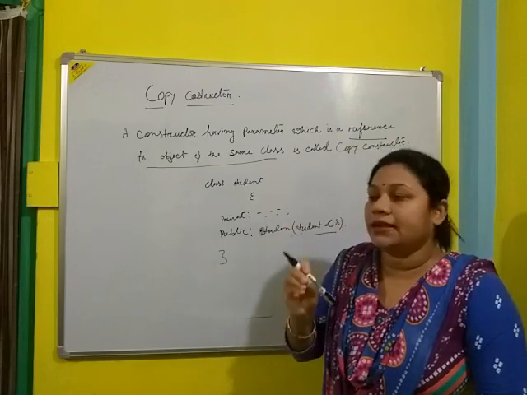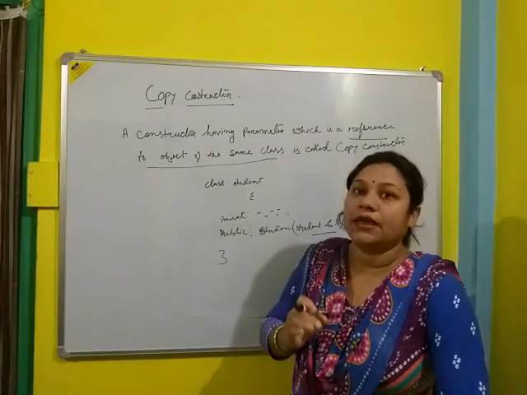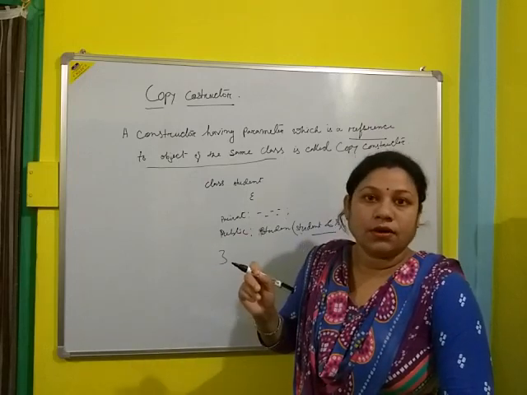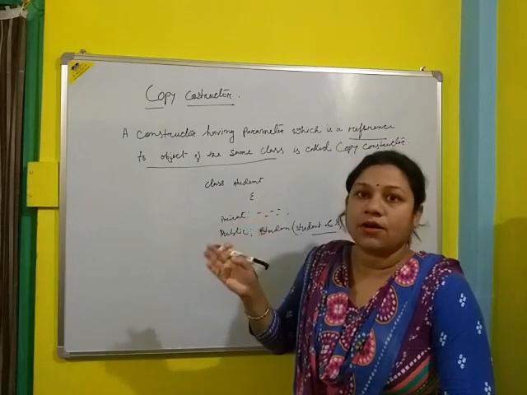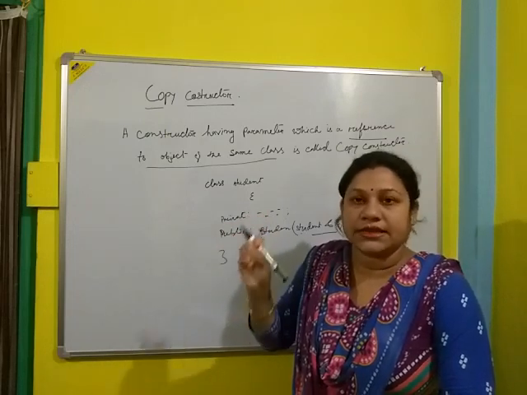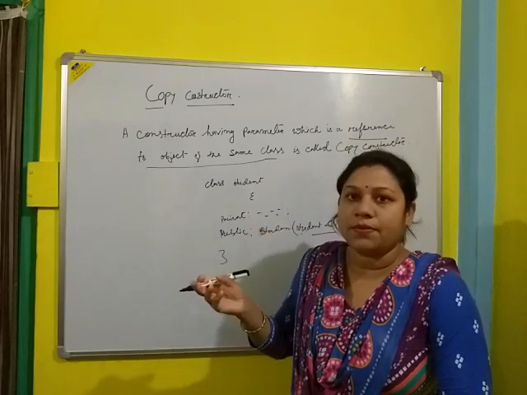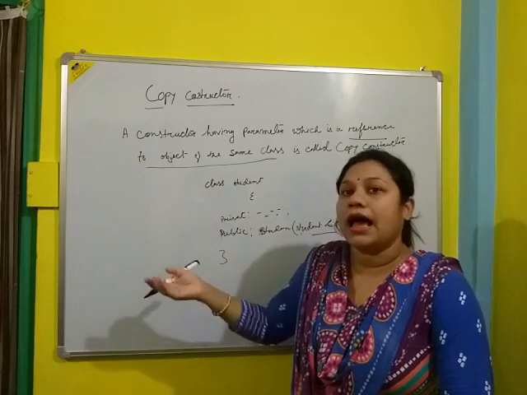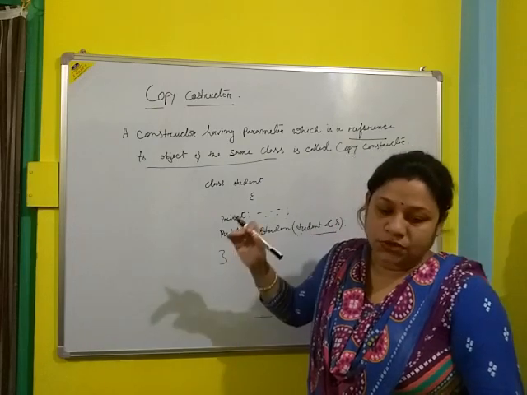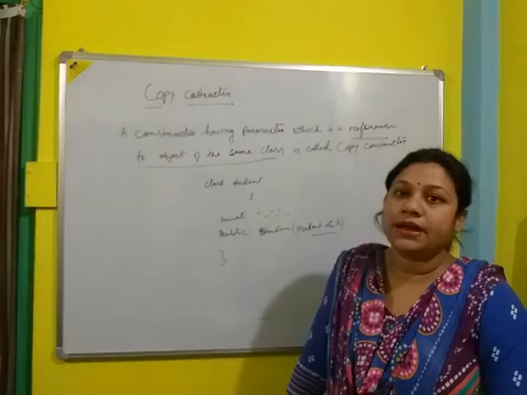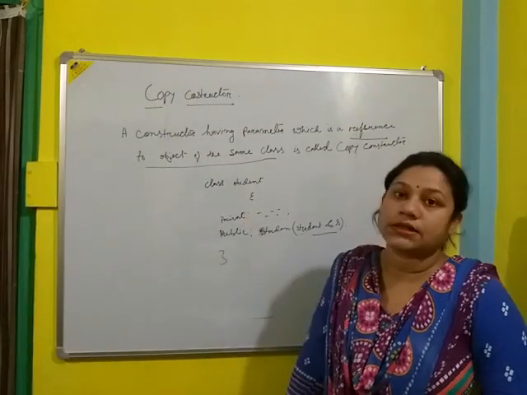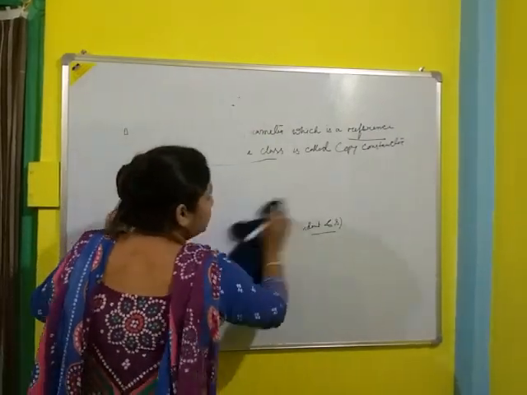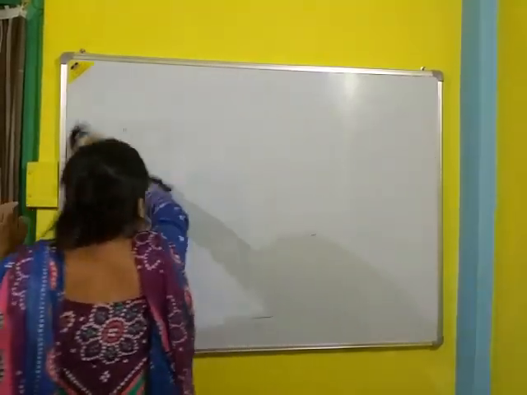Okay, so the main aim of the copy constructor is to copy the content of one object to another object. So it is used to initialize the object when it is created. So when the object is created, it will be initialized, and after that the content will be copied to another object. Okay, so I am going to write a program that will help you to understand the copy constructor. Now, a program to demonstrate the copy constructor.